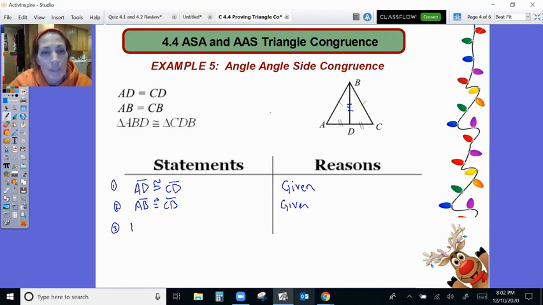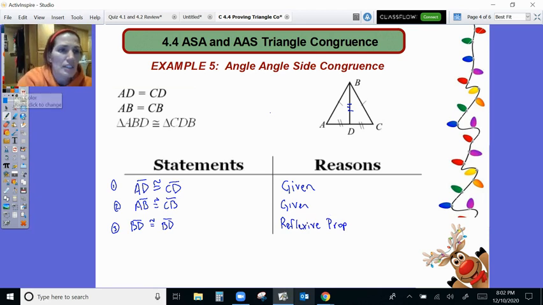So I know that BD is congruent to itself, BD, and that is the reflexive property. We're going to use the reflexive property a lot, so make sure you know that one. So I have my 3 pieces. Now I can look and I say, oh, it's side, side, side. So I just have to make sure I name them properly.